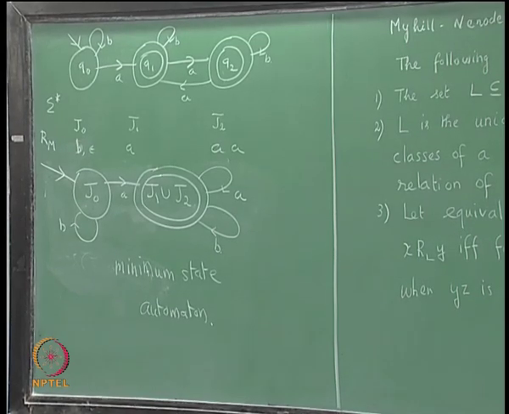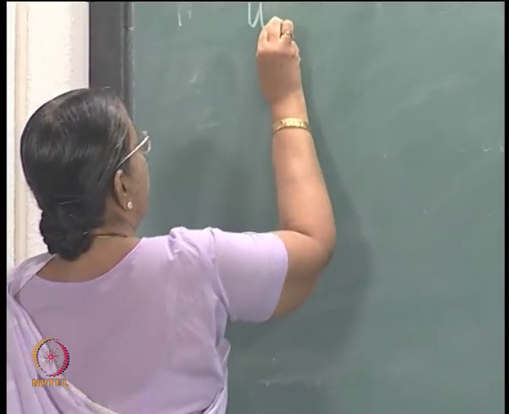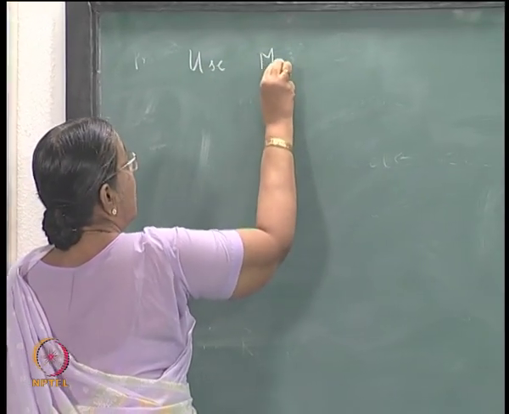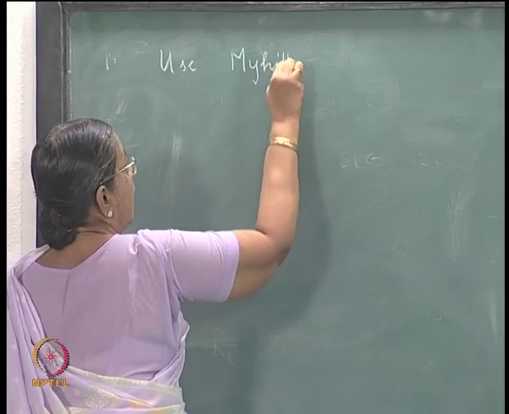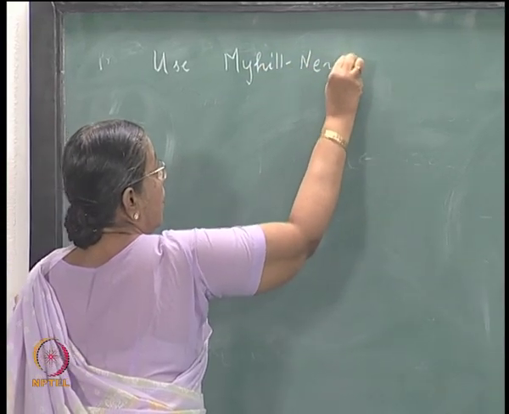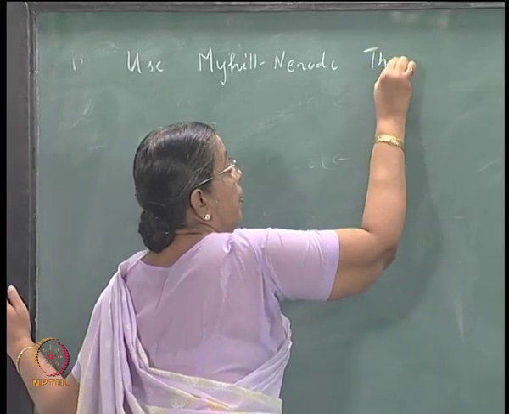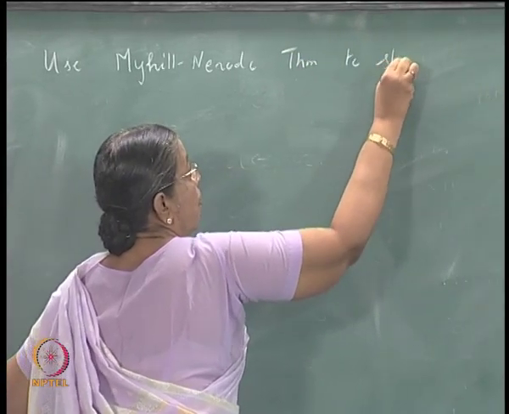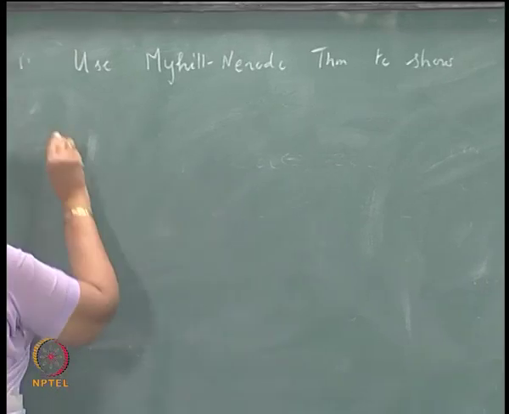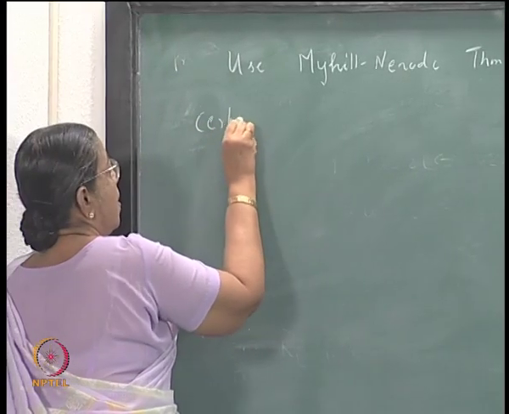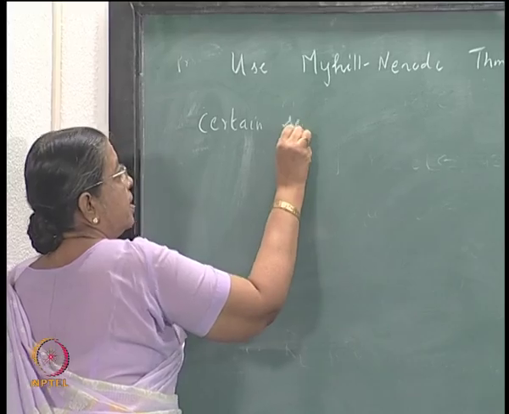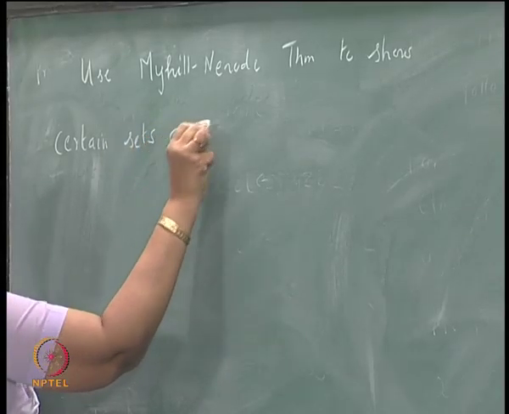Let us consider minimum state automata in the next lecture. We will just show how to make use of this Myhill-Nerode theorem to show that certain sets are not regular. Use Myhill-Nerode theorem to show certain sets are not regular.